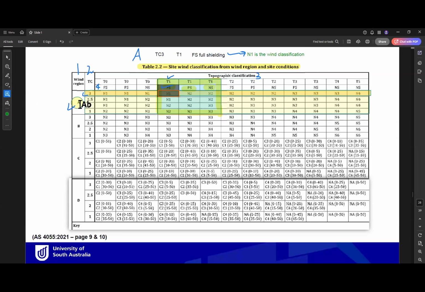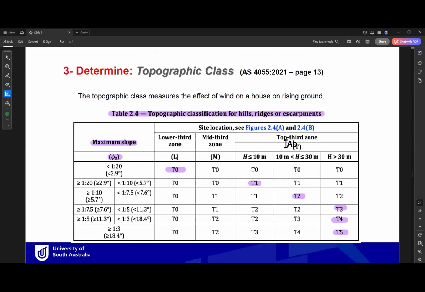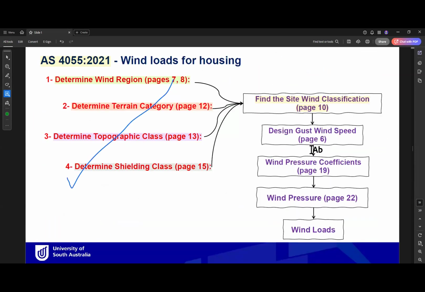Okay. So this is what you need to do in your project as well. So the region will be given to you, and the terrain category and the topographic class and shielding class. So what you need to do is just to go to this table to find the classification N1 to N6 based on your group. So now if we go back to our steps or our procedures, the first step was to find the site wind classification.